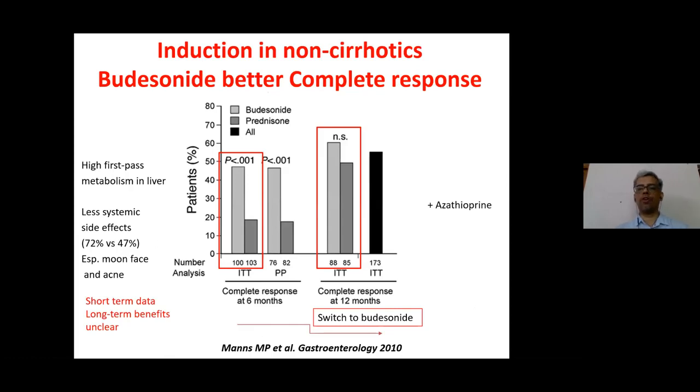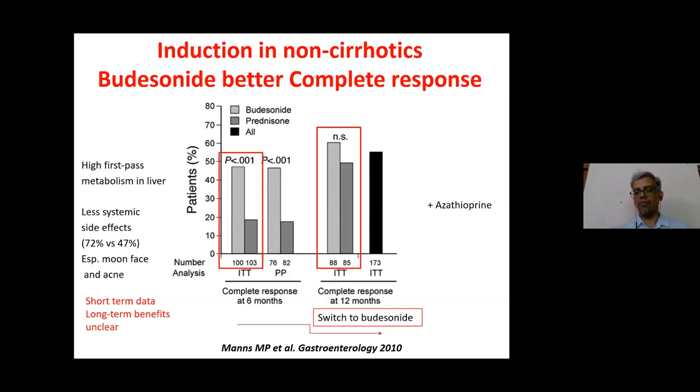The second drug which we talked about in the steroid group was budesonide. The management protocols which have been given for autoimmune hepatitis are predominantly based on expert guidelines. We do not have many randomized controlled trials. So this is the only one randomized controlled trial which had a good sample size, comparing budesonide with prednisolone as an induction regimen. Budesonide as a drug, what we know, has a very high first pass metabolism. The advantage of that is it causes fewer systemic side effects, especially moon facies and acne. These are your common side effects which occur in the female population, which constitutes a major chunk of autoimmune hepatitis.